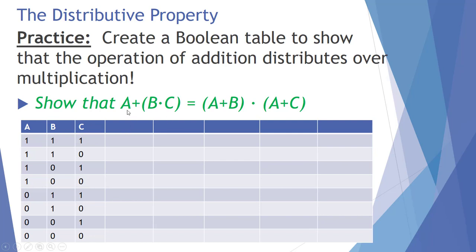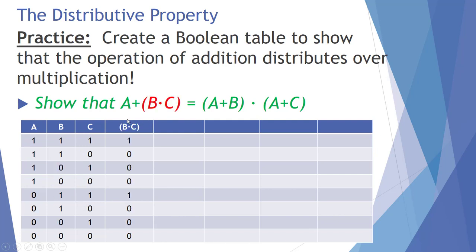Now let's start building the left side of this equation. So we built the b and c column. You can check each one of those rows for yourself to verify that we get 1, 0, 0, 1, 0, 0. And we can build an a plus b times c, or a or b and c, column: 1, 1, 1, 1, 1, 0, 0, 0.